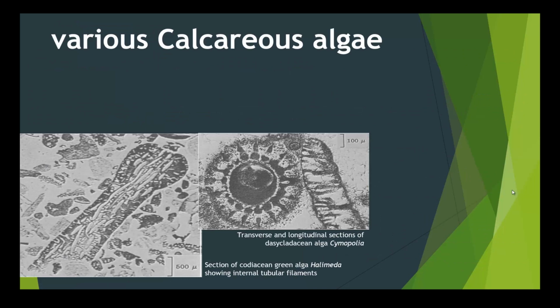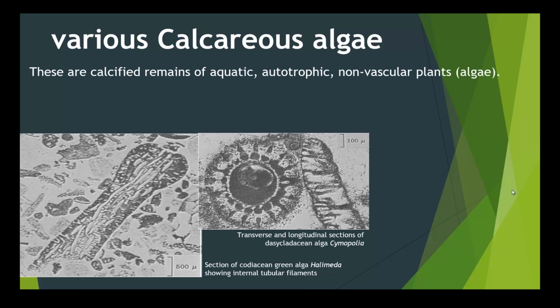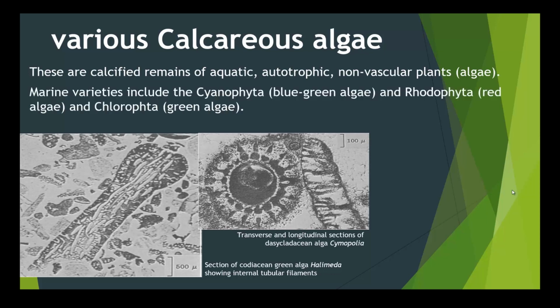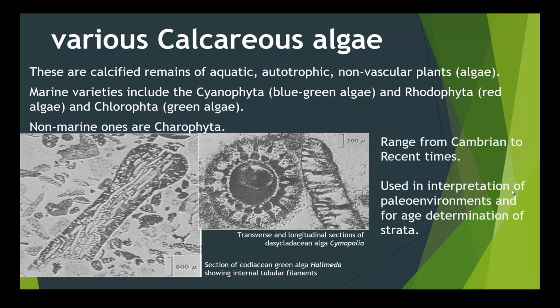Other than the types of calcareous microfossils described, we also find various calcareous algae as microfossils. These are calcified remains of aquatic, autotrophic, non-vascular plants. The marine varieties include cyanophytes or the blue-green algae, rhodophytes or the red algae, and chlorophytes or the green algae. The non-marine ones are charophytes. They range from Cambrian to recent times, and they are used in the interpretation of paleo-environments and for age determination of strata.